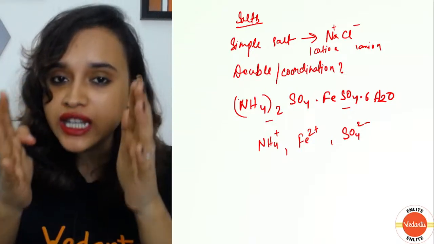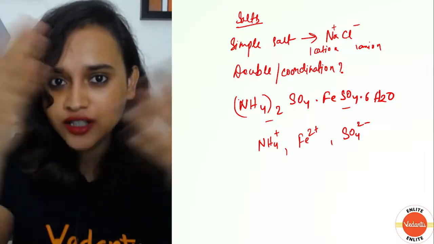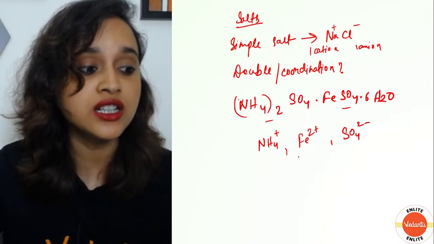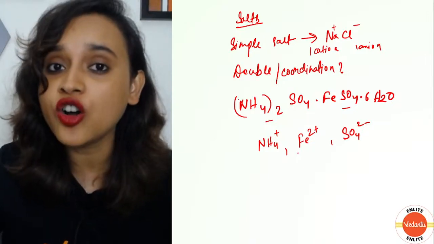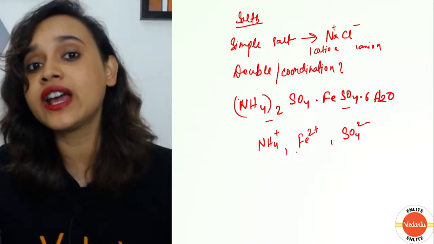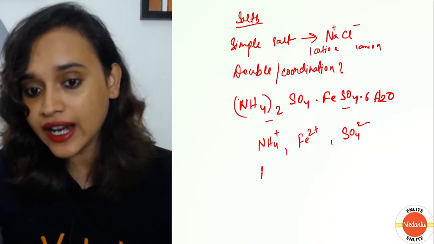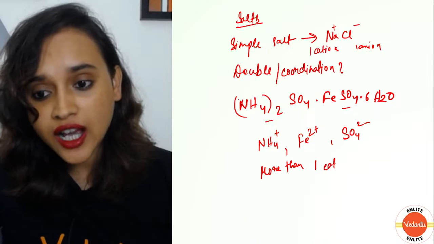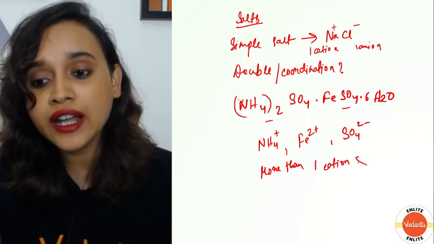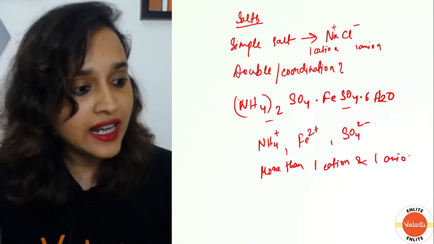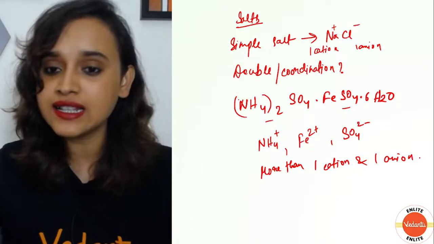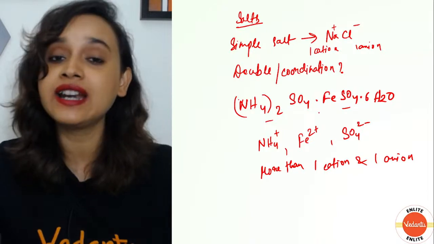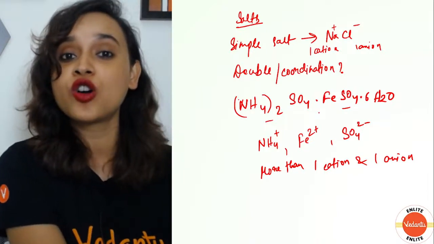So these kinds of things are called double salts or coordination compounds. What are they called? They're called double salts or coordination compounds. So can I write it here: more than one kind of cation or more than one kind of anion? Is this clear, everyone? Is this understood, everybody? Now, from here, do we understand that these kinds of things will be called coordination compounds?